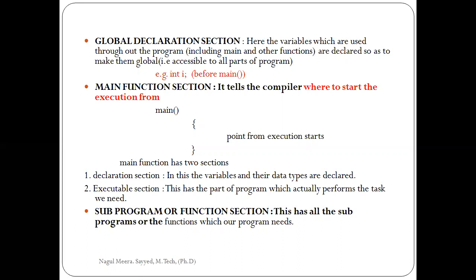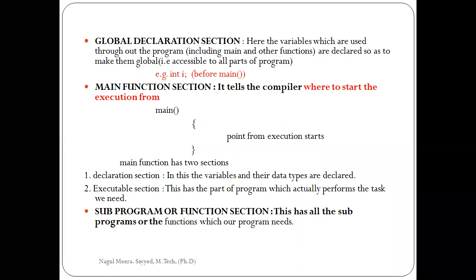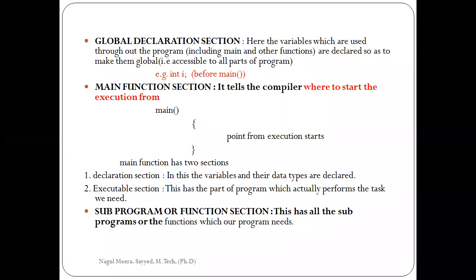So here this int I is defined before the main and after the header files. Now whenever a variable is defined before the main function, that particular variable is called a global variable declaration. This is also optional. If the program requires a global variable, then only we define these global variables.